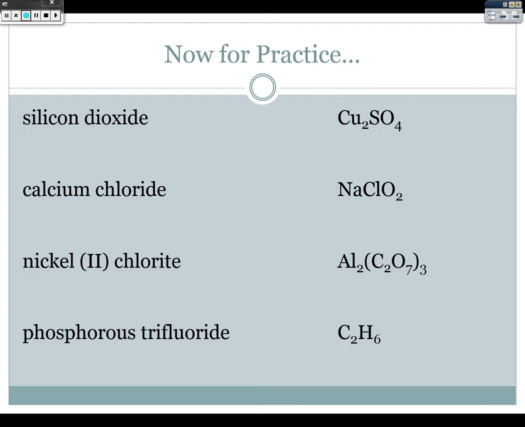All right. So I want you guys to pause this for a second and work on these. Either give the formula if you're given the name, or write the name if you're given the formula. Do all of these, and then unpause it and check your answers.